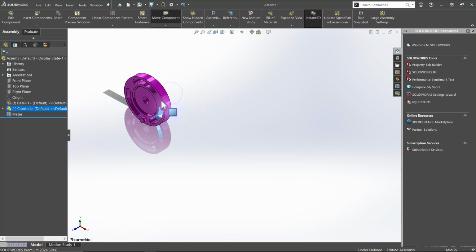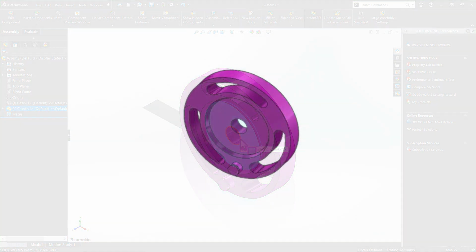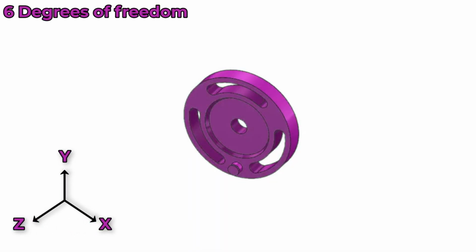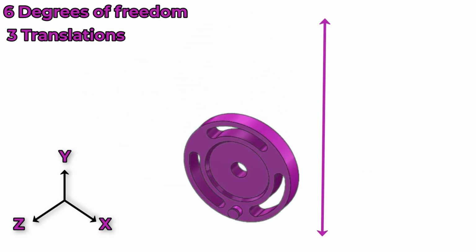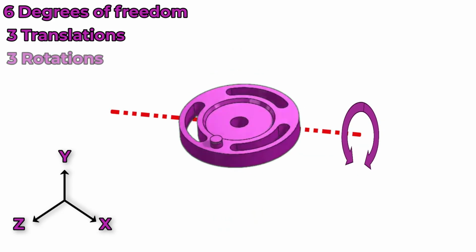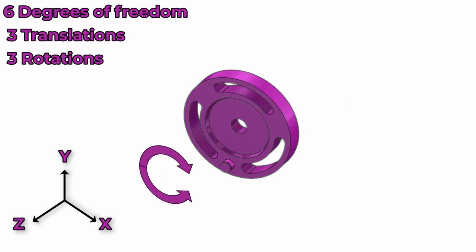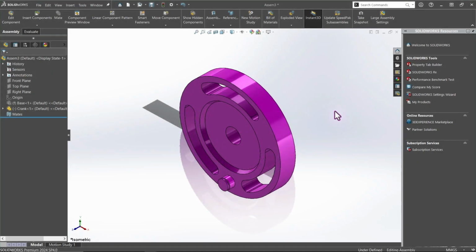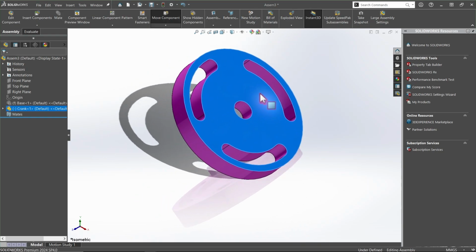Now let's take a closer look at how floating components behave in the assembly environment. In 3D space, an unrestrained object has 6 degrees of freedom: 3 translational movements along the X, Y, and Z axis, and 3 rotational movements around each of these axes. As long as no restraints are applied, I can move and rotate this object freely within space.